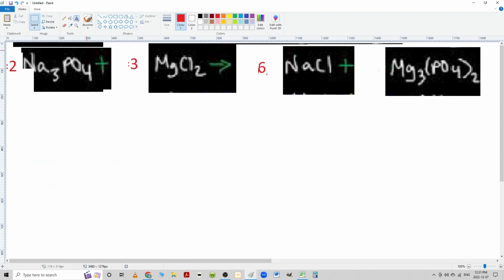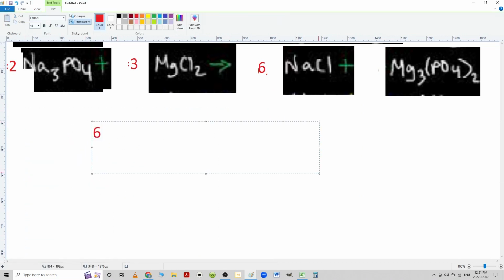How many sodiums do I have on the left? 2 times 3. I have 6 sodiums. How many sodiums do I have on the right? 6 in front of the first compound. How many potassiums do I have on the left? 2 times potassium, so I have 2 potassiums. How many do I have on the right? I have 2 in the bracket, and there's a 2 subscript, so 2B.